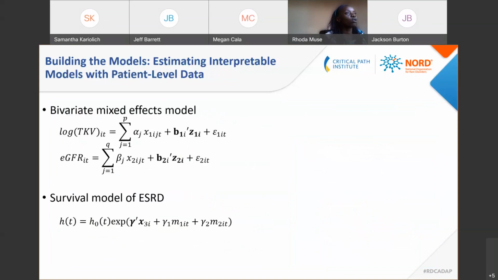Okay, so the next thing was to build our model, and here we show equations. So it was a joint model comprising the longitudinal markers, TKV and eGFR, and a survival model of end-stage renal disease. So while these equations seem complicated, they do have real-world meanings. Next slide.